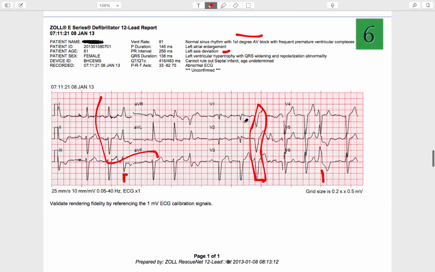But we do not have a right bundle. That is a left bundle pattern. So we do not have a bifascicular block, but we do have a clearly identified pathological left axis.